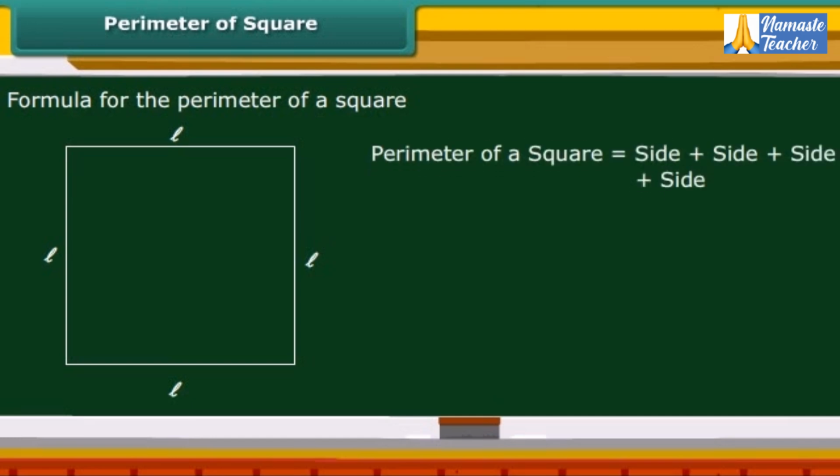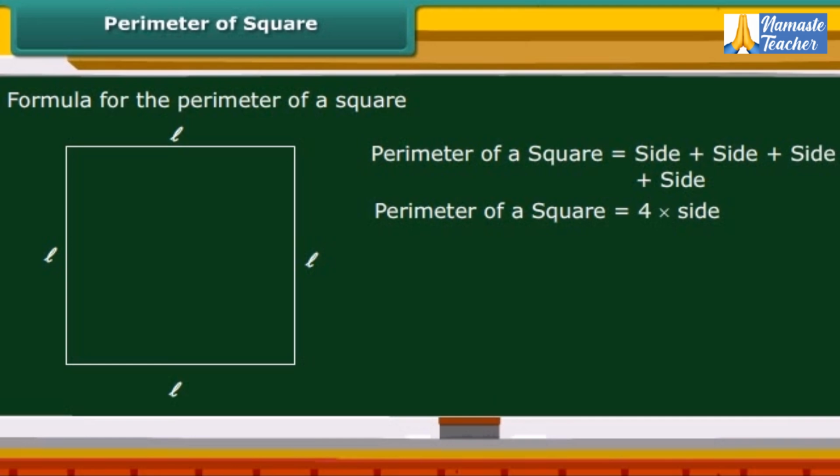Now let us work out the formula for the perimeter of a square. You are already aware that all the four sides of a square are equal in length. Therefore, the perimeter of a square is 4 multiplied by its side.